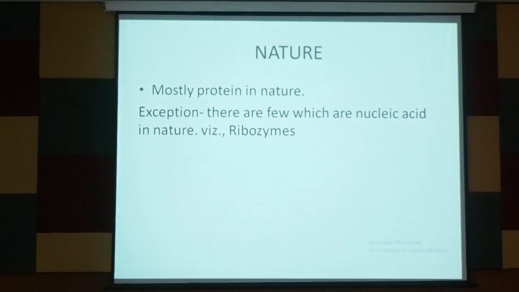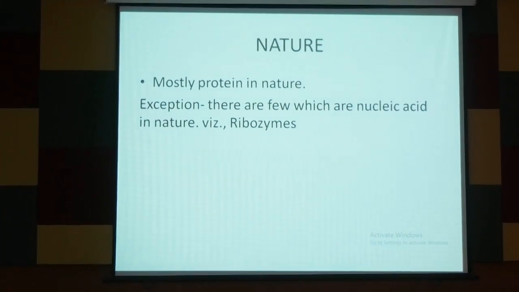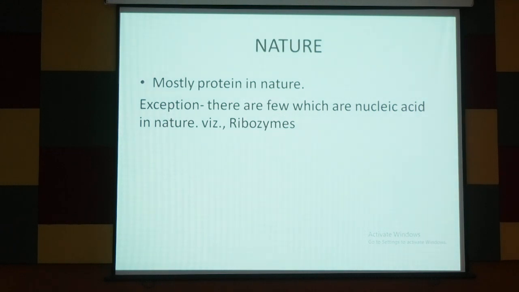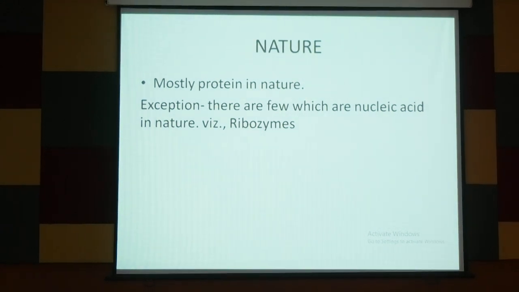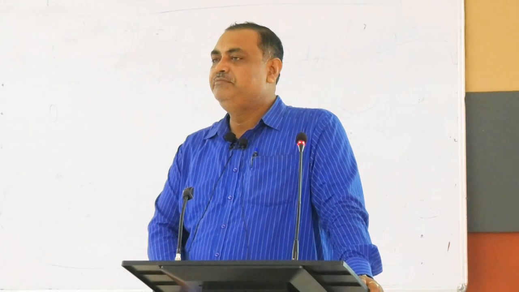Now, nature of enzyme. Mostly enzymes are protein in nature. Till the end of the last century, we discovered that there are many enzymes which are not actually protein in nature. Actually, the first enzyme which evolved in nature was not at all protein in nature. It was nucleic acid in nature. So the enzymes which are nucleic acid in nature, we call them ribozymes. Okay? Can you give one example of ribozyme?